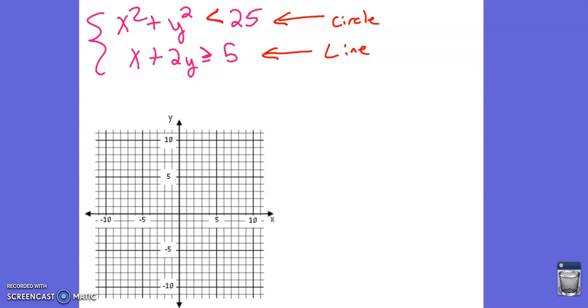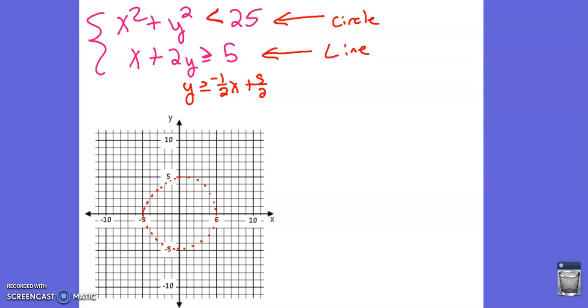So we're literally going to draw a circle radius 5, and then we're going to go ahead and graph the other line. If you put this into y equals mx plus b and then graph it, we're going to get a certain diagram for each one of those. So notice, if you take it step by step, I drew the circle, radius 5, notice it's a dotted line, and then it says less than.